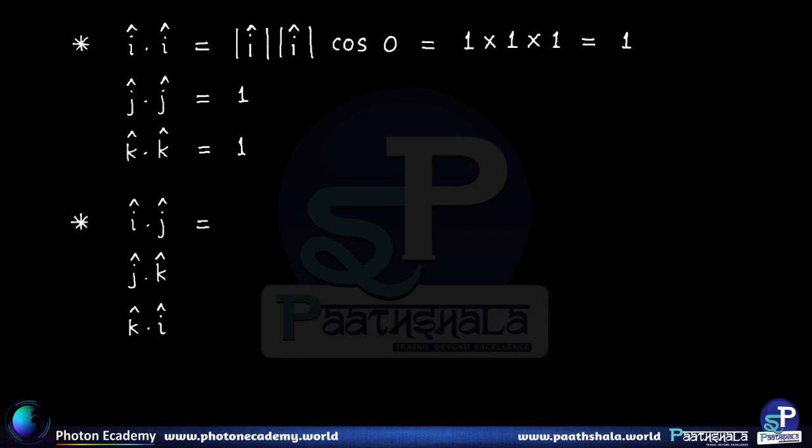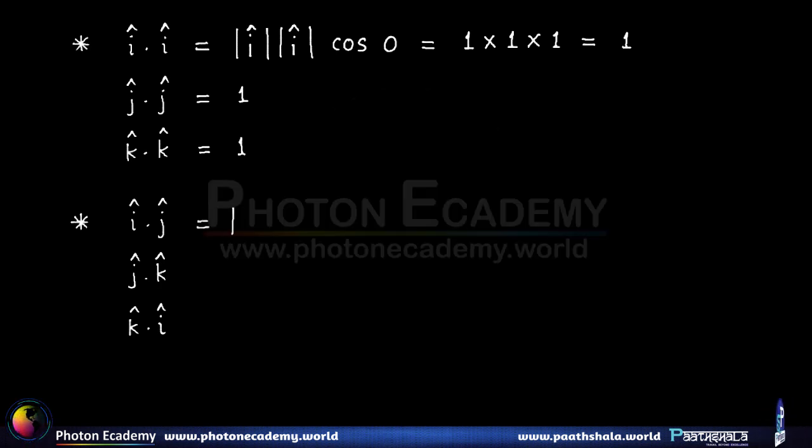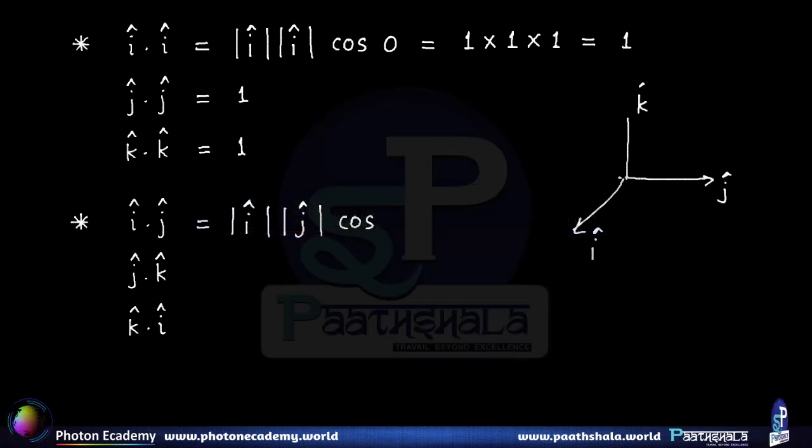Now let's see what happens when we have two dissimilar fundamental unit vectors. In case of i cap dot j cap, we have the two magnitudes into cos of the angle. Just recollect what i, j, k are: here you have i, here you have j, and here you have k. The angle between i and j is 90 degrees, so we have cos of 90 degrees, and we know that cos of 90 degrees is 0. Therefore straight away we get this dot product as 0.